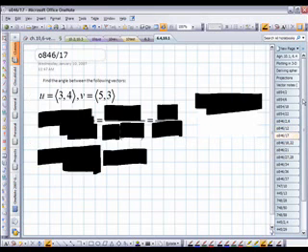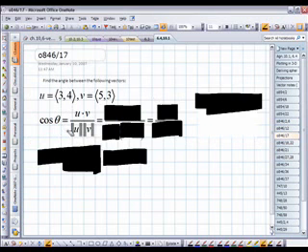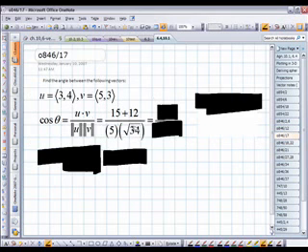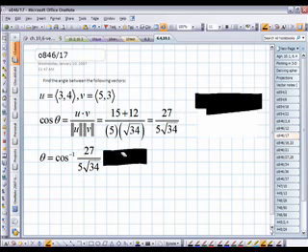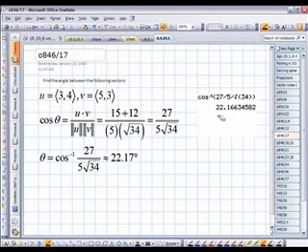Over here, we want to find the angle between these two vectors. And so here's our formula for angle between two vectors. Dot product up here, magnitude of u, magnitude of v, 27 over 5 root 34. And here it is, 22.17 degrees. I think this was the one in the book also. And here's on the calculator how it would appear.